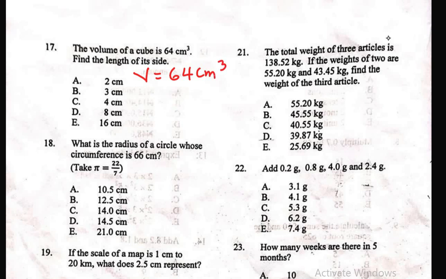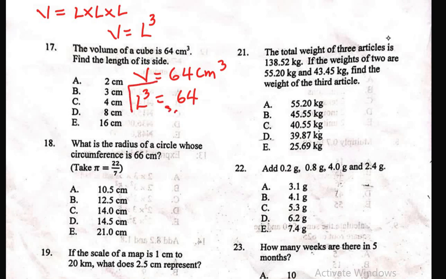For a cube, the formula for calculating volume is length times length times length, or volume is length cube. So the length cube is equal to the volume. What's the volume? The volume is 64. They ask us to find the length. To get the length, you take the cube root of both sides. Take the cube root of this side too. Now, the reason why we take cube root is that cube root can break cube. So length will be cube root of 64 is 4 centimeter.